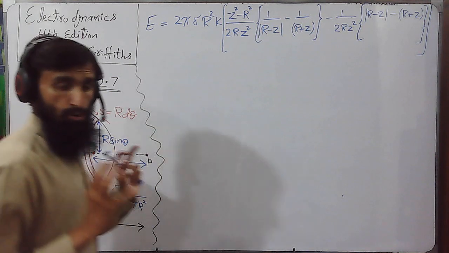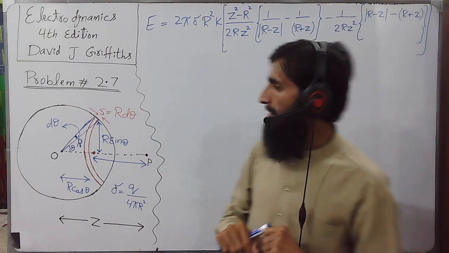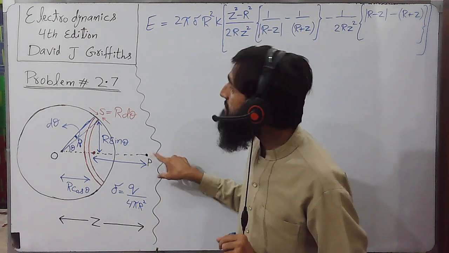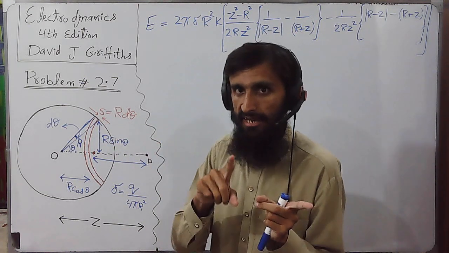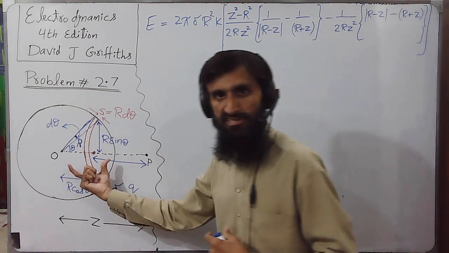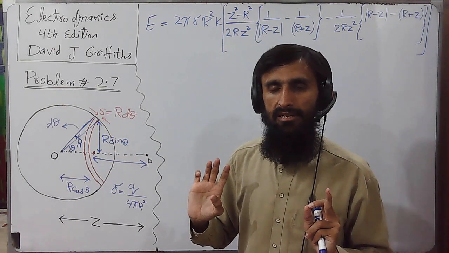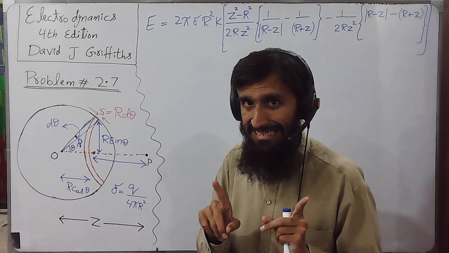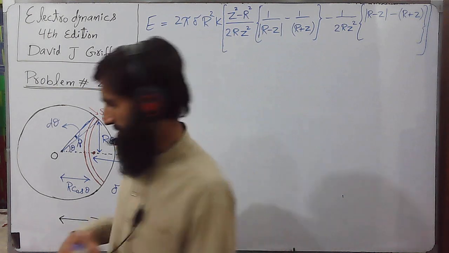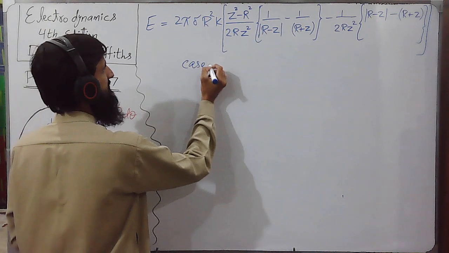Now this is our final field in general, but in this problem we have been asked to find the electric field for two cases. The first one: if our point P lies outside this shell, or in other words, if this distance z is greater than the radius of this shell. And the second case is if our point P lies inside the shell, or in other words, if the distance z is less than the radius of this shell. Let's see both of these two cases. The first case, case number 1.